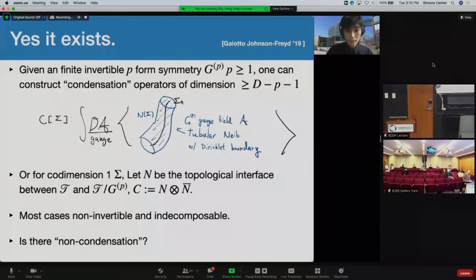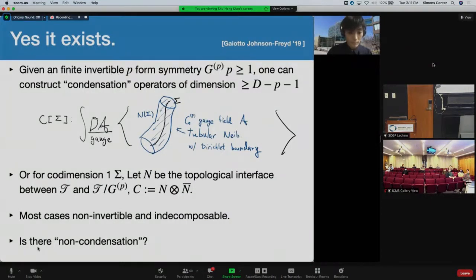In particular, when this sigma is codimension 1, then the boundary of this neighborhood becomes a topological interface between your theory and its gauged version, assuming that the symmetry is non-anomalous. And this condensation is the fusion of this topological interface and its dual. In most cases, this defines a non-invertible and indecomposable operator. And while this should be interesting, this does not essentially carry any information beyond the original invertible symmetry.